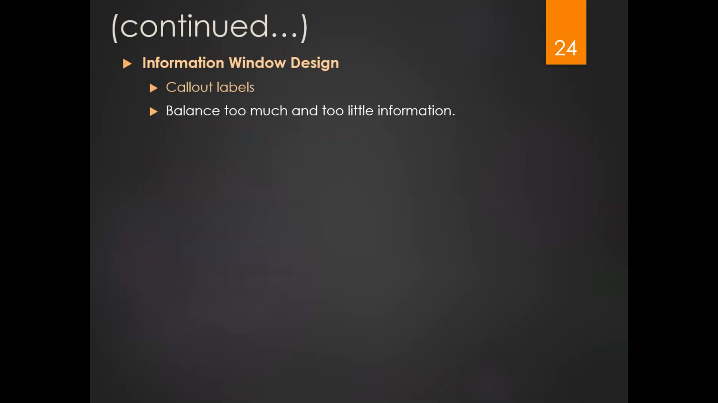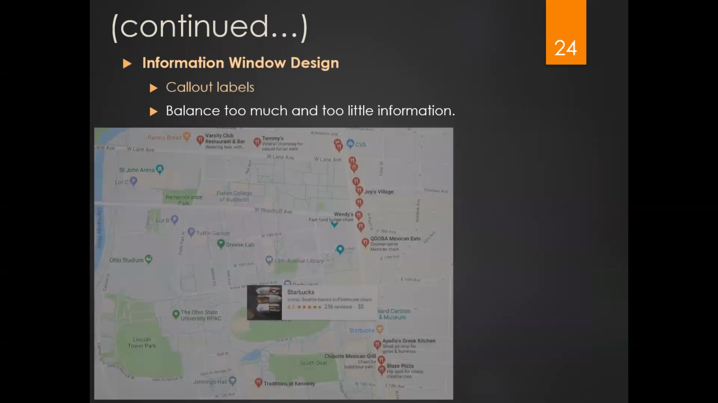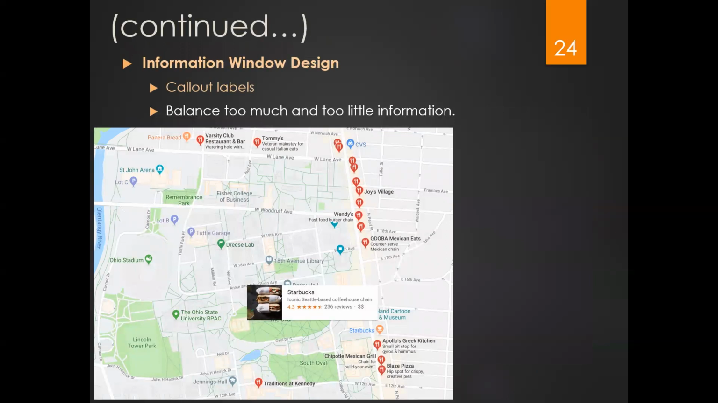And another element that doesn't exist in traditional mapping is called callout labels. What does it mean? It means this. For example, this is a map of the OSU campus, right? There is this callout window for Starbucks. I clicked on the map. So Starbucks is just a label on the map. But if you add callout labels to the Starbucks store, when you click on that store, more information will be provided like this, right? So usually that's good enough.